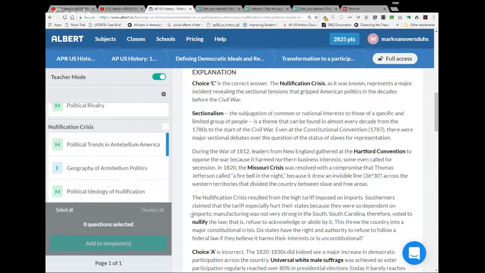Now, when you see the idea that nullify the law, that is, by a very, very simple definition, the refusal to acknowledge it, and comes to the idea of a constitutional crisis. Do states have the right and authority to review or to refuse to follow a law? Now, what resolved this particular crisis? What basically put a stop to this?